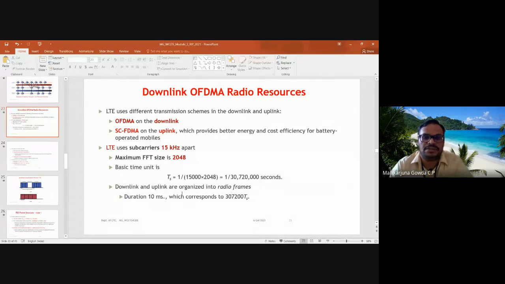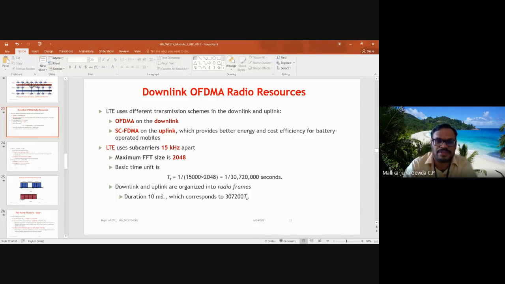Here the downlink and uplink are organized into radio frames, and the duration of each is 10 milliseconds, which corresponds to 307,200 times TS. You don't have to worry about this number. Just take it that the duration of the radio frame is 10 milliseconds.